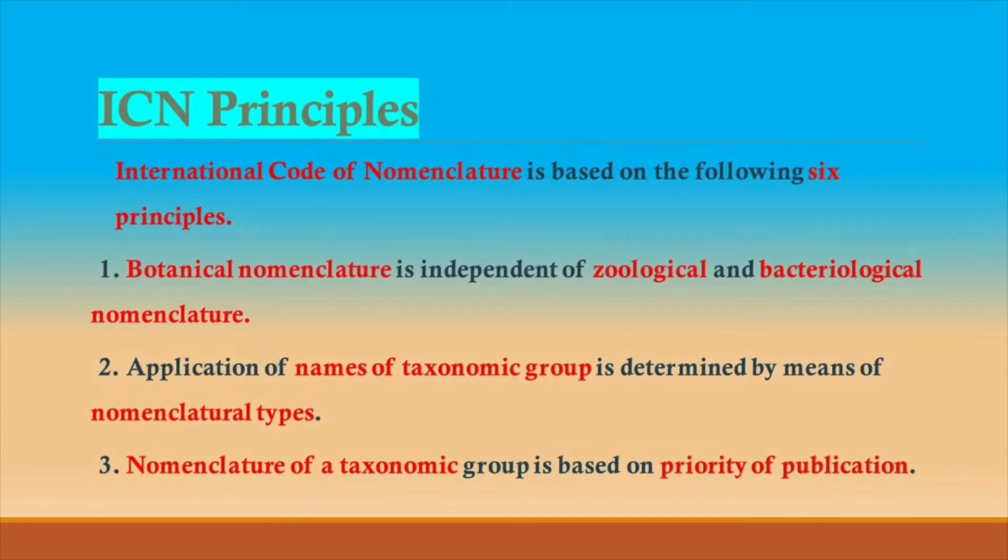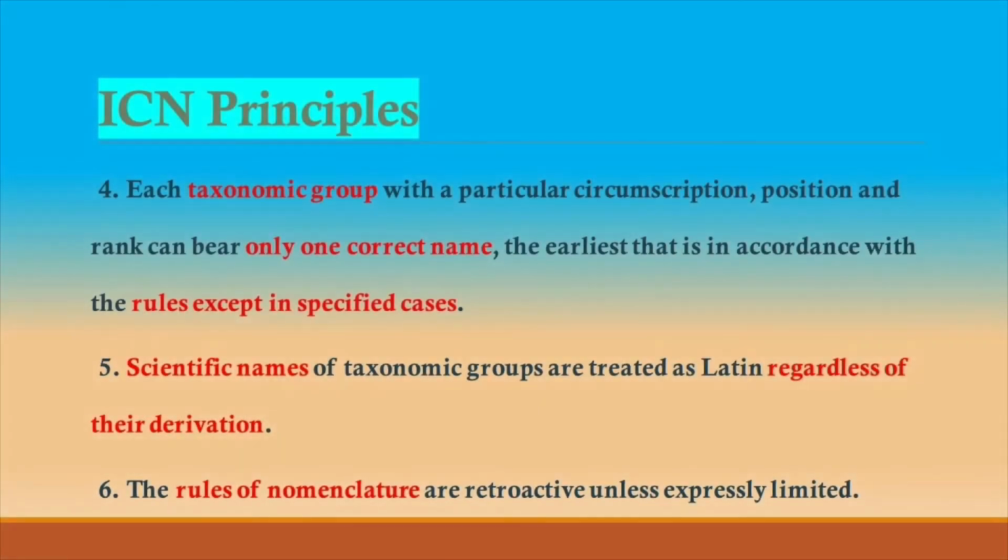ICN Principles. The International Code of Nomenclature is based on the following 6 principles. Botanical nomenclature is independent of zoological and bacterial nomenclature. Application of names of taxonomic groups is determined by means of nomenclatural types. Nomenclature of a taxonomic group is based on priority of publication.